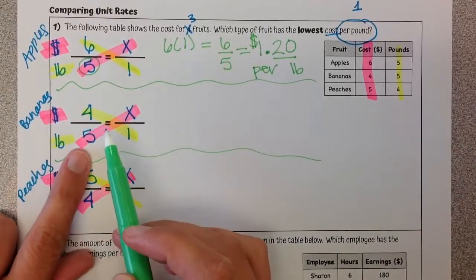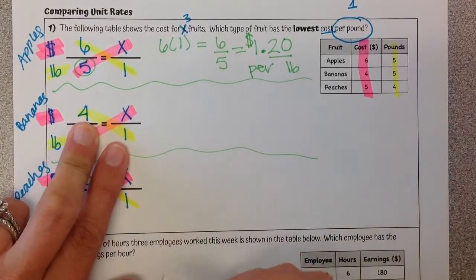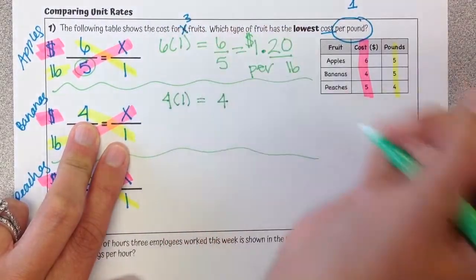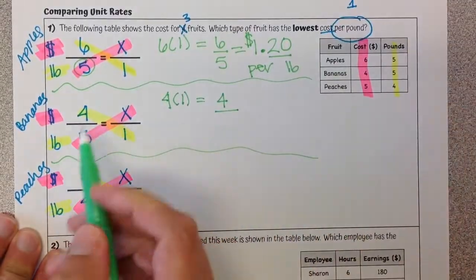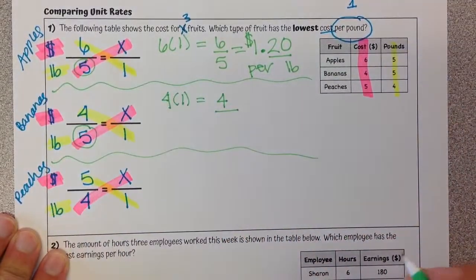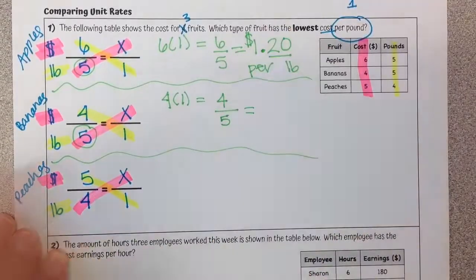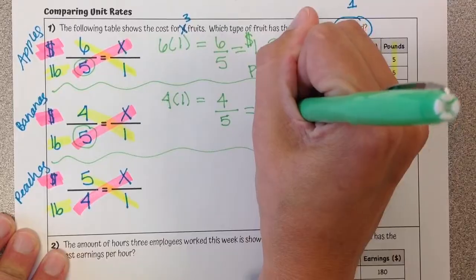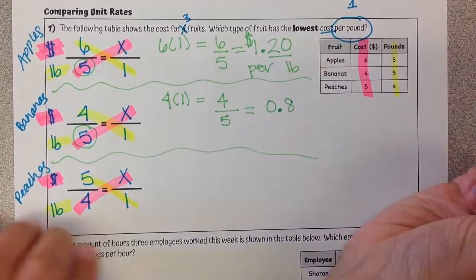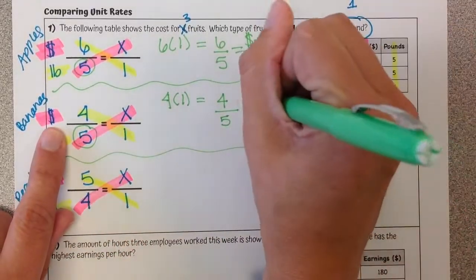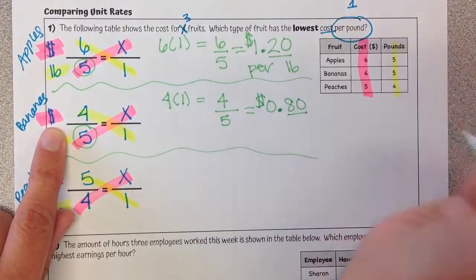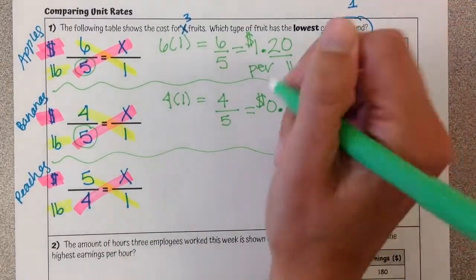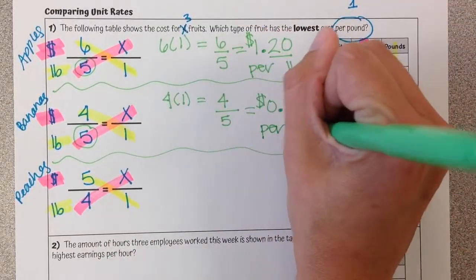So the next one for bananas, the diagonal that has 2 numbers is also my yellow, so I'm going to do 4 times 1, which is 4. I'm dividing by the number that's in the same diagonal as the variable, so I'm dividing by 5. 4 divided by 5 is 0.8. Again, we were solving for money, which means we need 2 decimal places, so I'm adding another 0. And that's also talking about per pound.